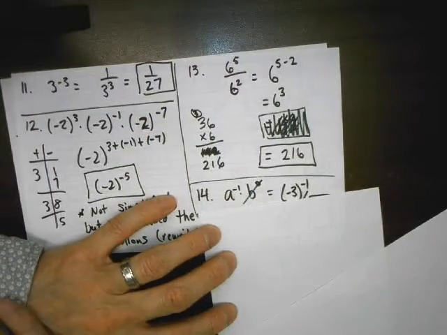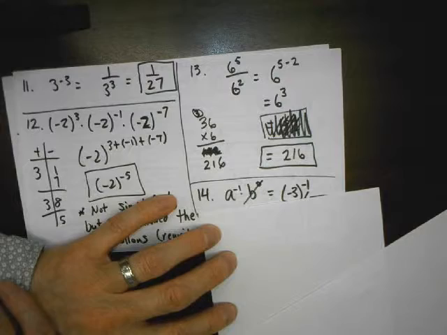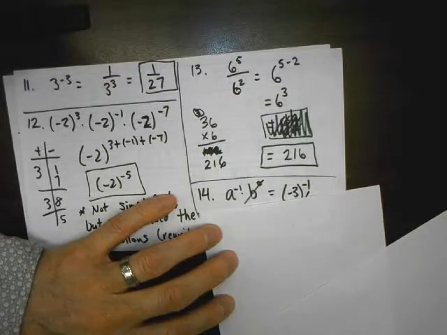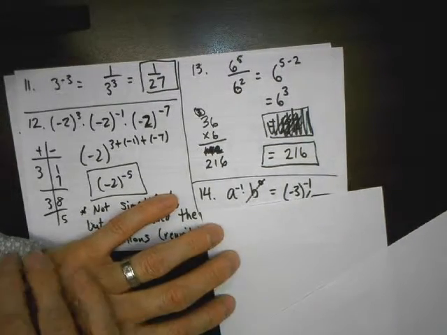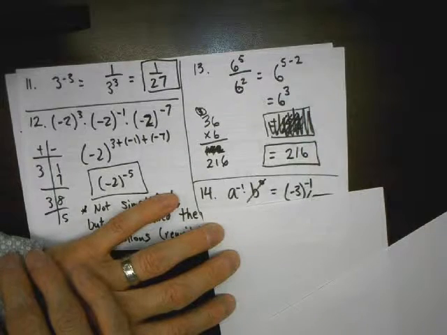For 14, we have to evaluate. The thing is, b to the 0 power is 1, right? Anything to the 0 power is 1, except for 0. You can't have 0 to the 0 power. Talked about that in class. So just cross out your 1s. So now we're just dealing with a to the negative first.